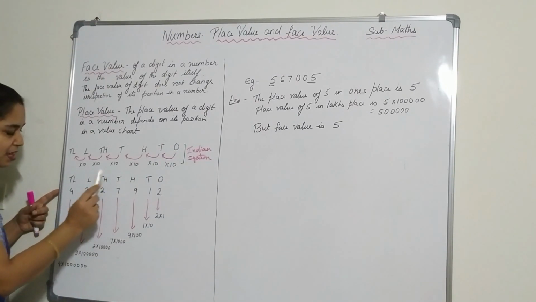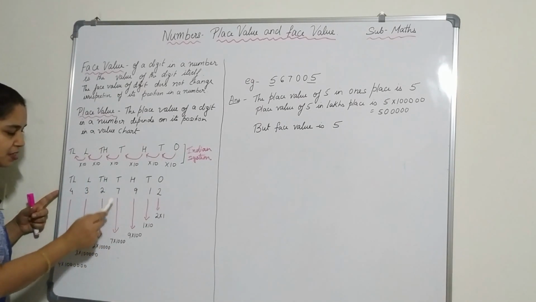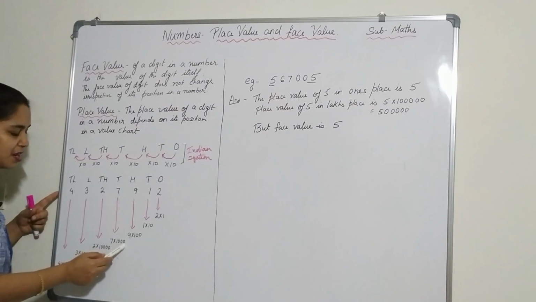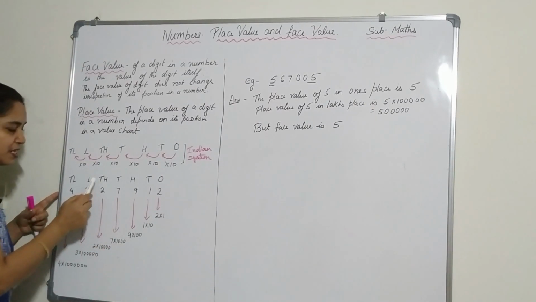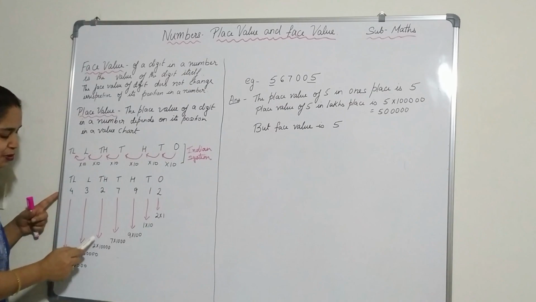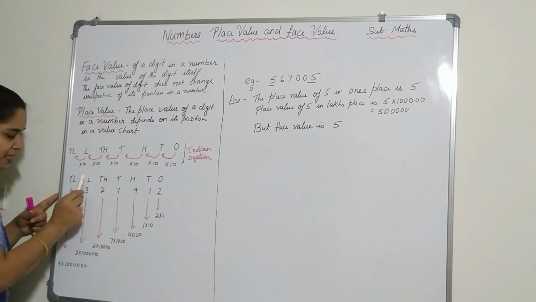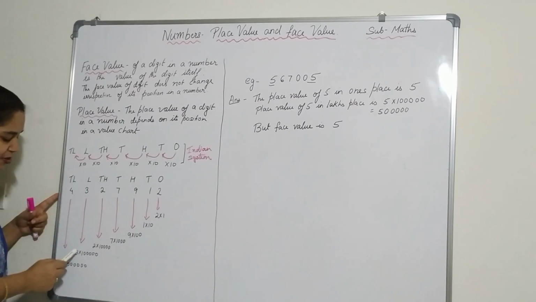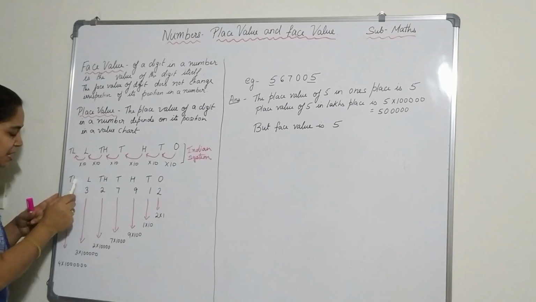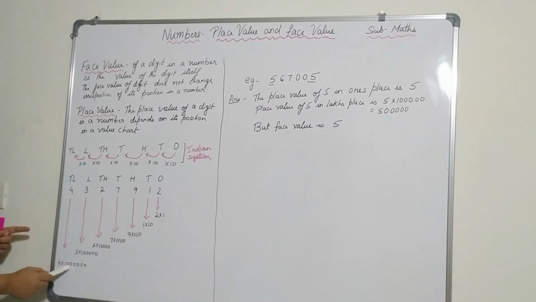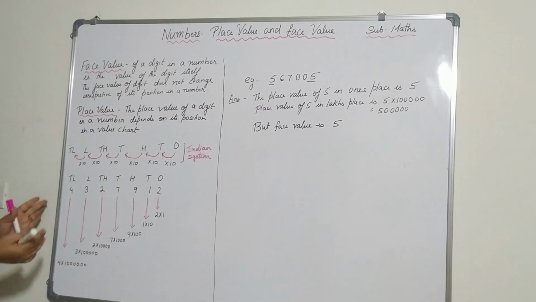In the 1000 place, 7 is there, so 7 into 1000. In the 10,000 place, 2 is there, so it is 2 into 10,000. In the lakhs place, 3 is there, so 3 into 1 lakh. In the 10 lakh place, 4 is there, so 4 into 10 lakh. Like this we have to write.